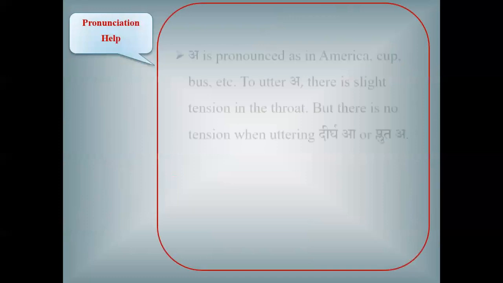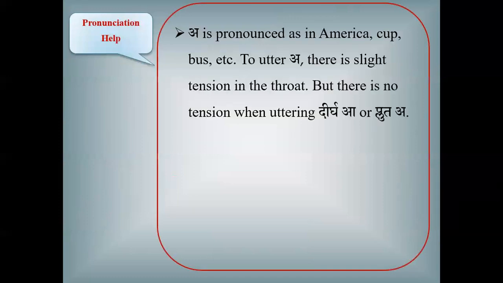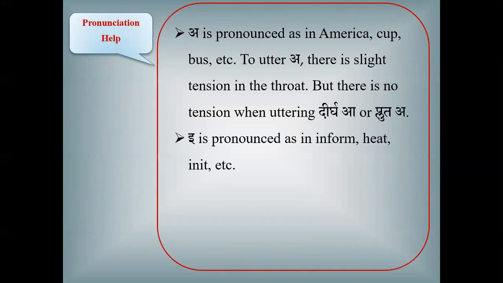Now, there is a pronunciation help. How to pronounce the letter? For those who have difficulty, the pronunciation help is given. The letter a is pronounced as in the word cup, bus. To utter a, there is a slight tension in the throat. I said, it comes from the throat. Therefore, this letter is called guttural. The sounds which come from the throat are called guttural.